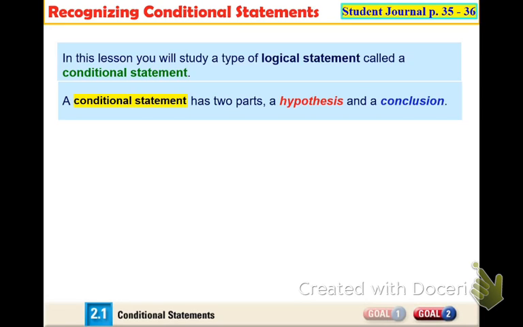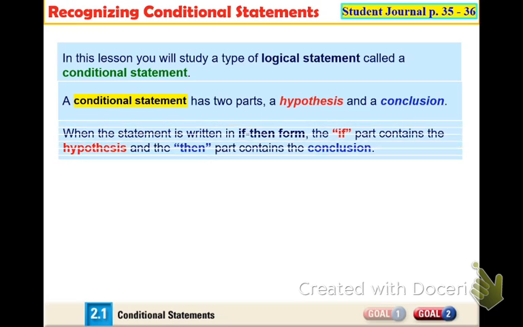You've heard the word hypothesis before, yes? Okay, you've heard it in, hopefully, biology. Yeah, it's any science. Hypothesis and a conclusion. So, whenever you see a conditional sentence, it will say if and then. Those are like the highlight words. So you see this on your notes. It says if P, then Q.